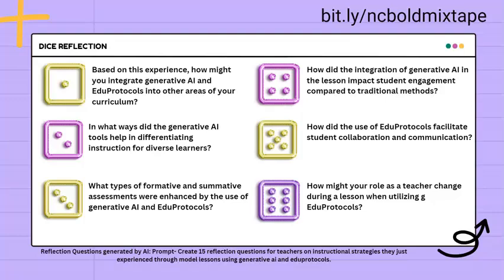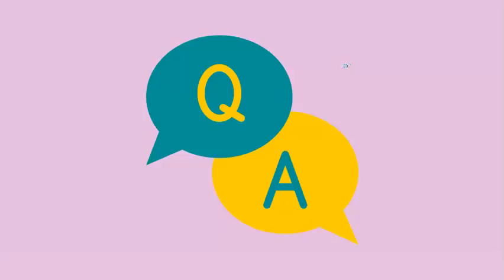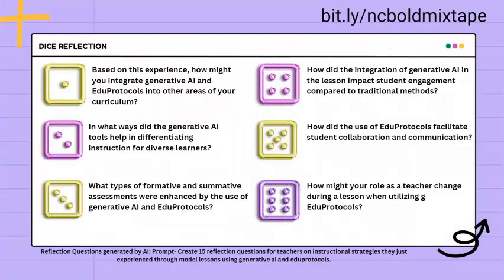All right, now that you've had some time to reflect, you'll notice at the bottom that I actually utilized generative AI to create this prompt here. So I said create 15 reflection questions for teachers on instructional strategies that they just experienced through model lessons using generative AI and EduProtocols. Now, the reason why I chose 15 is I'm not going to use all of them. Some of them may not be that great. I was able to narrow down the focus, reword them.